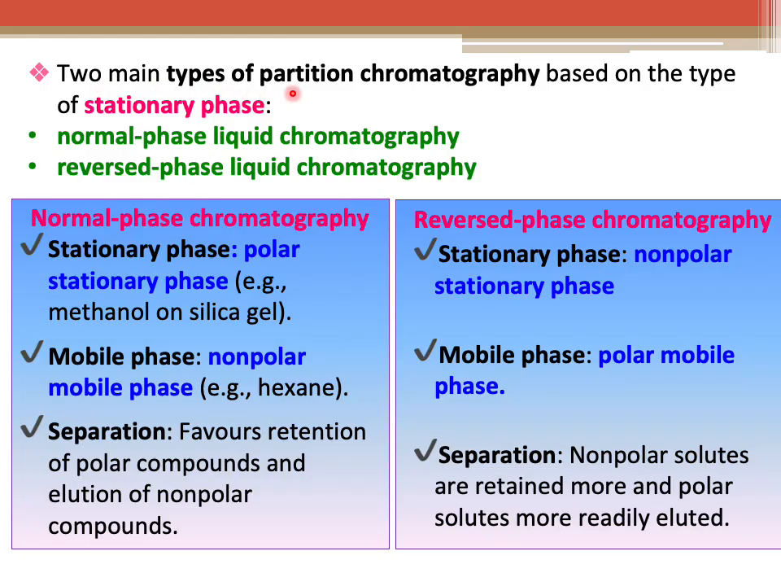So, two main types of partition chromatography based on the type of stationary phase. Okay, partition chromatography ada dua jenis dan dia bergantung kepada jenis stationary phase. The first type of partition chromatography is normal phase liquid chromatography. The second type is reverse phase liquid chromatography. So we go one by one. For the first one is normal phase chromatography.